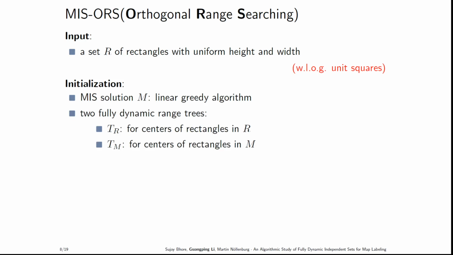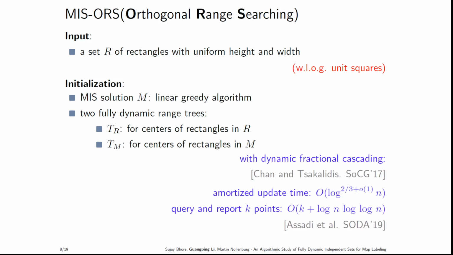And we maintain 2 fully dynamic orthogonal range search trees. One is T_R for the centers of rectangles in this rectangle set R, and one for rectangles in the current solution M. The currently best fully dynamic data structure for orthogonal range search is with the dynamic fractional cascading. And this yields amortized sublogarithmic update time and O(k) plus sublogarithmic query time for reporting k points.